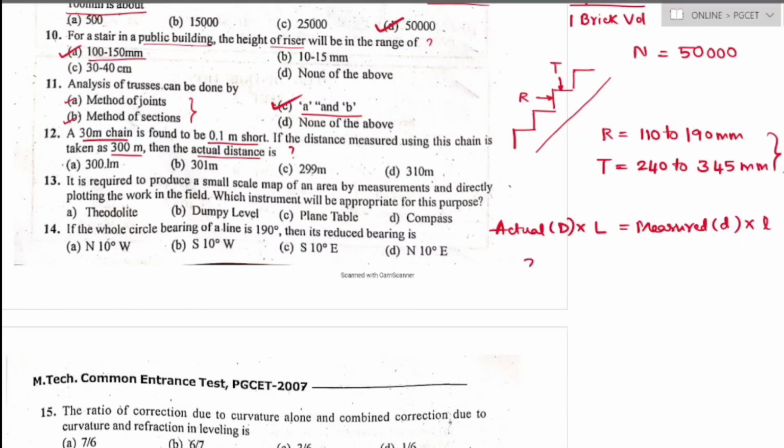So let's consider the actual distance as x and the actual length of the chain is 30 meter and the measured distance is 300 meter and the measured length of the chain is 0.1 meter short from the actual length, that is 30 minus 0.1. So actual distance will be 300 multiplied by 29.9 by 30.